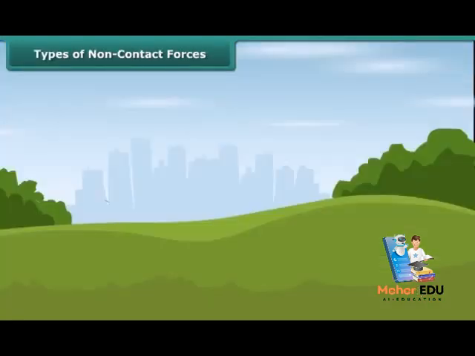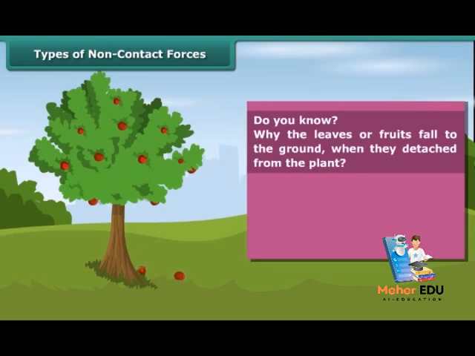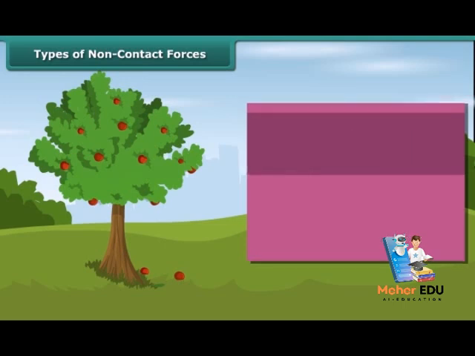Types of non-contact forces. The types of non-contact forces are gravitational force, magnetic force, and electrostatic force. Do you know why the leaves or fruits fall to the ground when they're detached from the plant? This is because of gravitational force. The force due to Earth's attraction is called the gravitational force. This is an example of non-contact force.